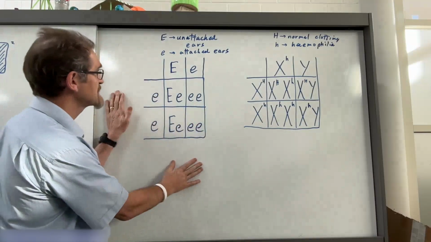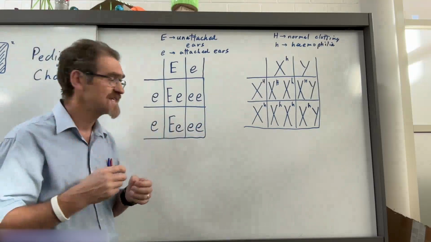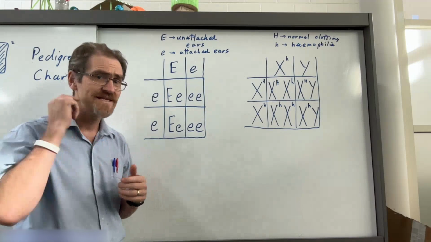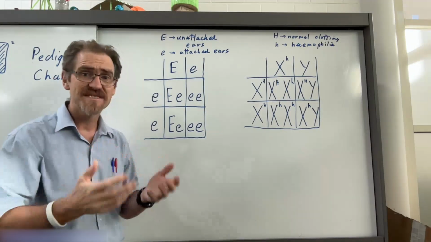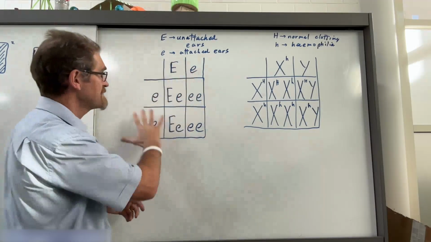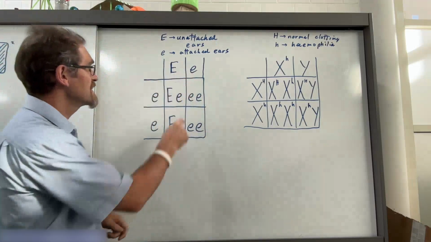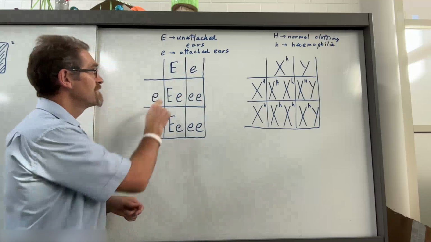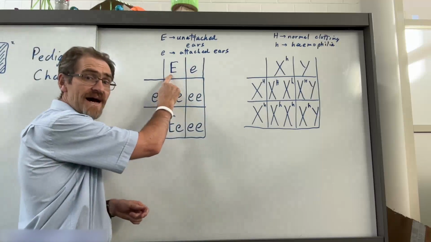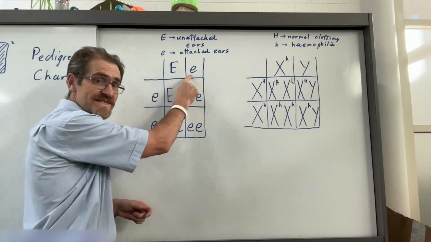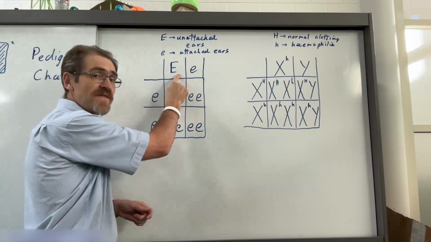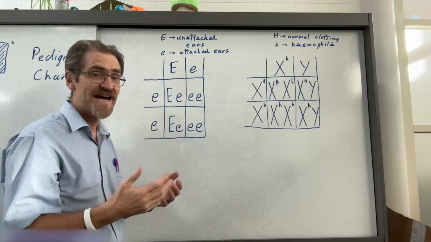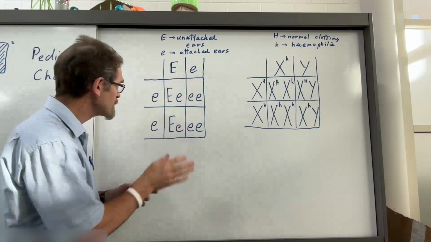Here we see a Punnett square for someone with unattached or attached ears. Unattached ears are said to be a dominant trait. Attached ears are said to be a recessive trait. In this particular Punnett square, we see a parent that is heterozygous for having the allele for unattached ears and also the allele for attached ears. This is the allele that they will actually demonstrate. Their phenotype will be unattached because that's a dominant allele.